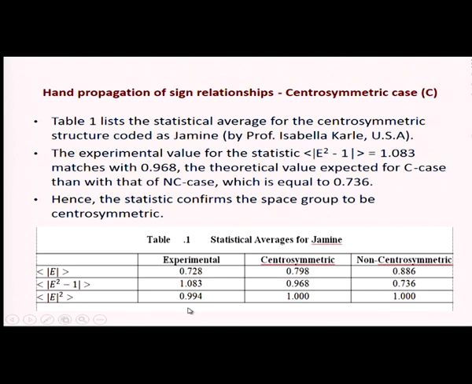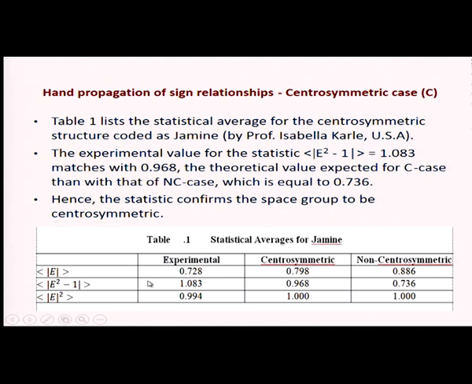You have experimental values. Suppose you have 500 reflections. For every reflection you take the E value, add them, and divide by 500. That is known as the average of mod E. Then square each E value and subtract 1. That may be positive or negative, so take the modulus, then divide by 500, and that is this value. Then just square each E value, add them, and divide by 500. So, these are the 3 types of averages.